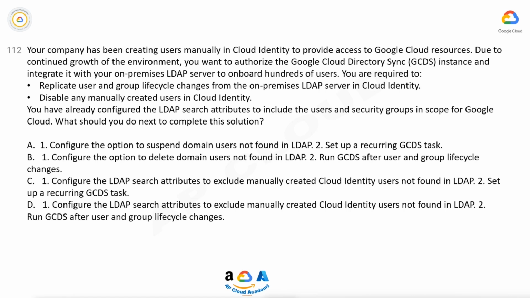Disable any manually created users in Cloud Identity. You have already configured the LDAP search attributes to include the users and security groups in scope for Google Cloud. What should you do next to complete this solution?